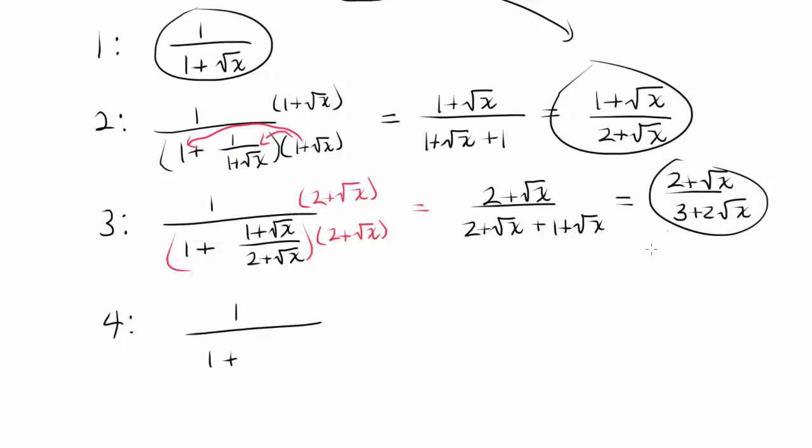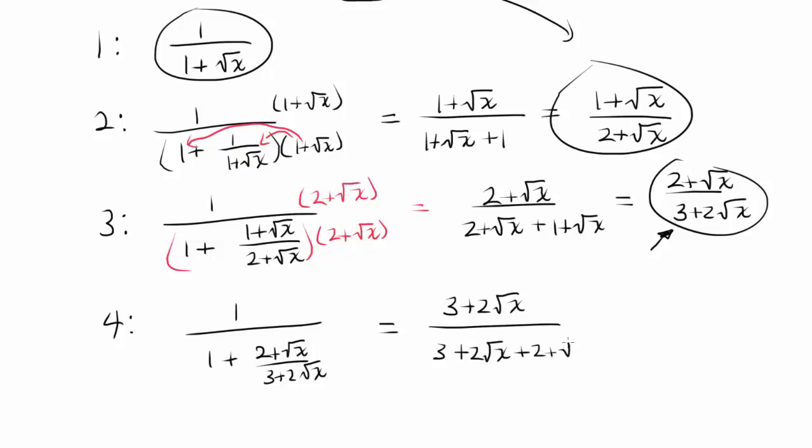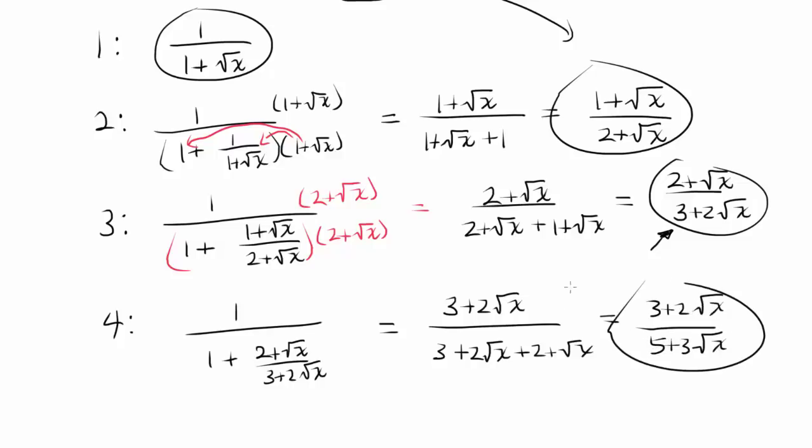1 plus, now you're going to have this quantity. So that's going to be 2 plus square root of x over 3 plus 2 times square root of x, multiplying by 3 plus 2 times square root of x to top and bottom is going to get you 3 plus 2 times square root of x divided by 3 plus 2 times square root of x plus 2 plus square root of x, which is 3 plus 2 times square root of x over 5 plus 3 times square root of x. Let me pause.